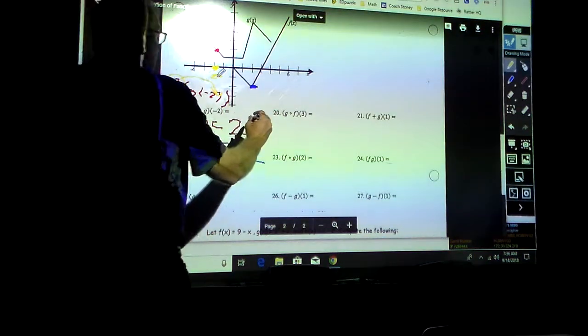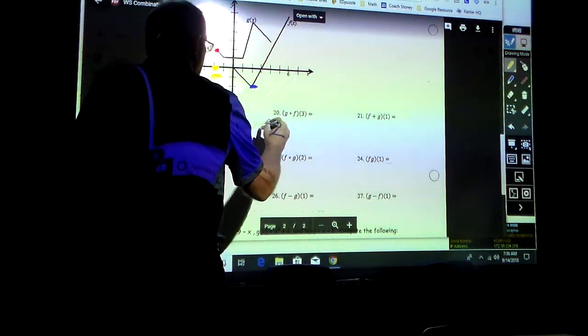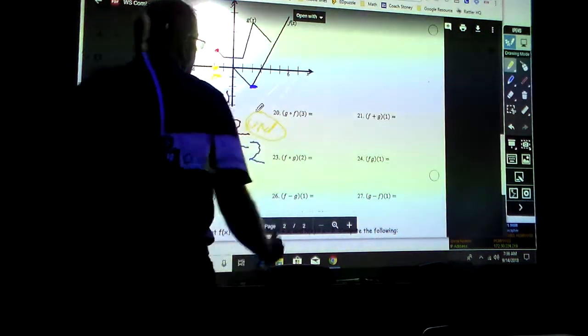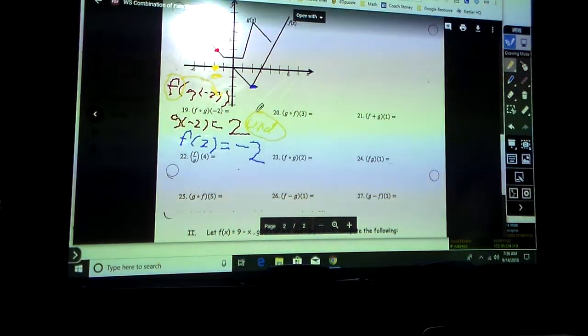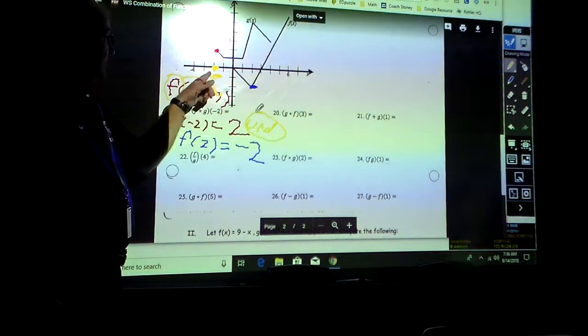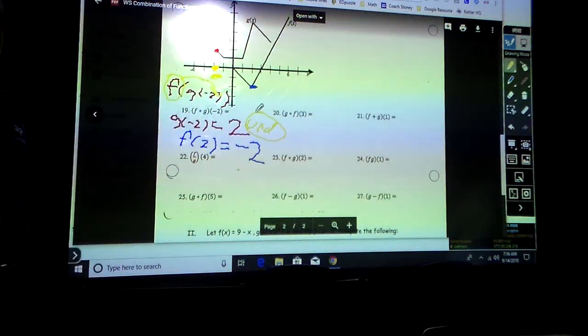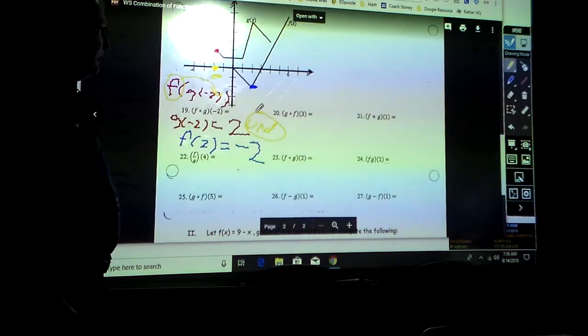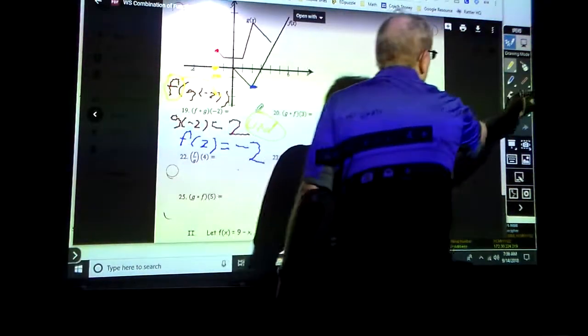So this answer is actually none, or what? It's undefined. The answer is actually undefined. You can get an answer, but it's undefined because it doesn't exist. F of negative 2 does not exist. So we cannot find an answer there for that one. All right?